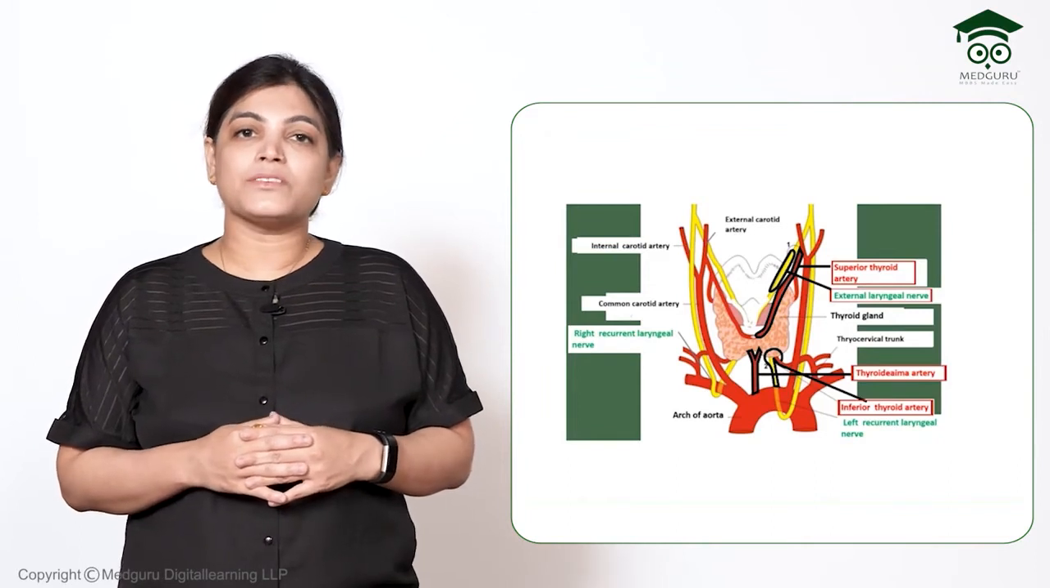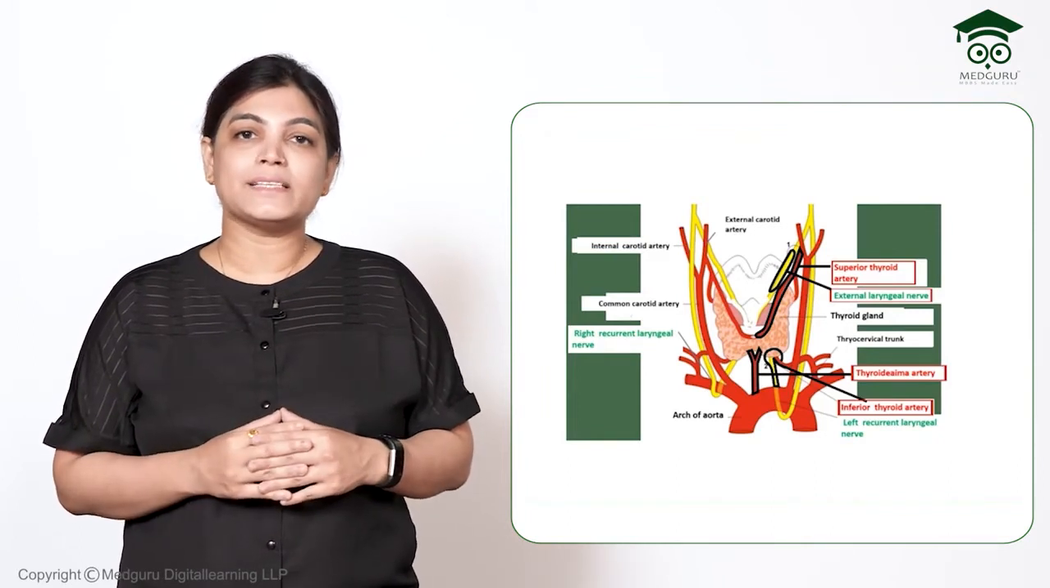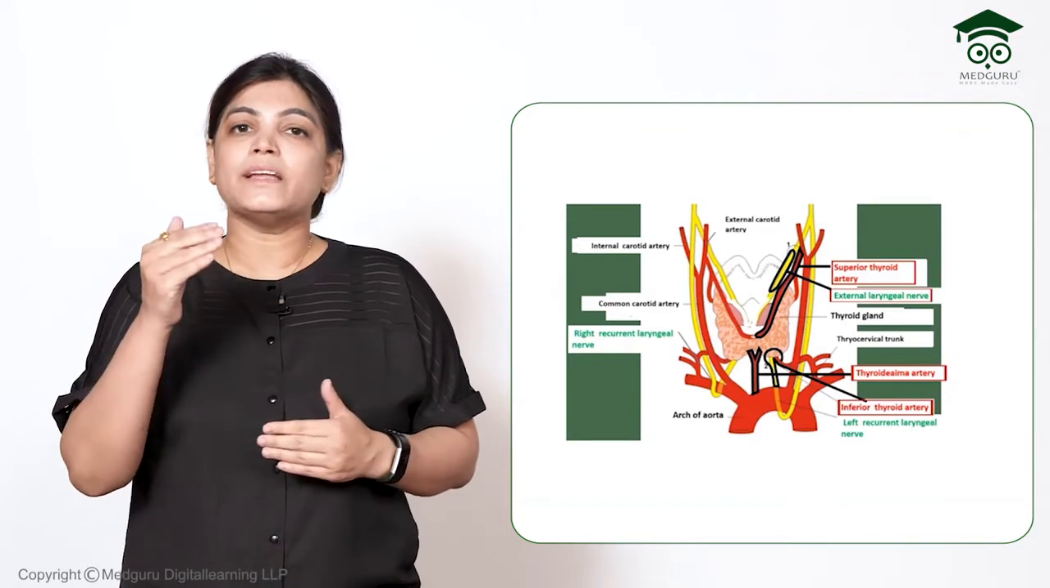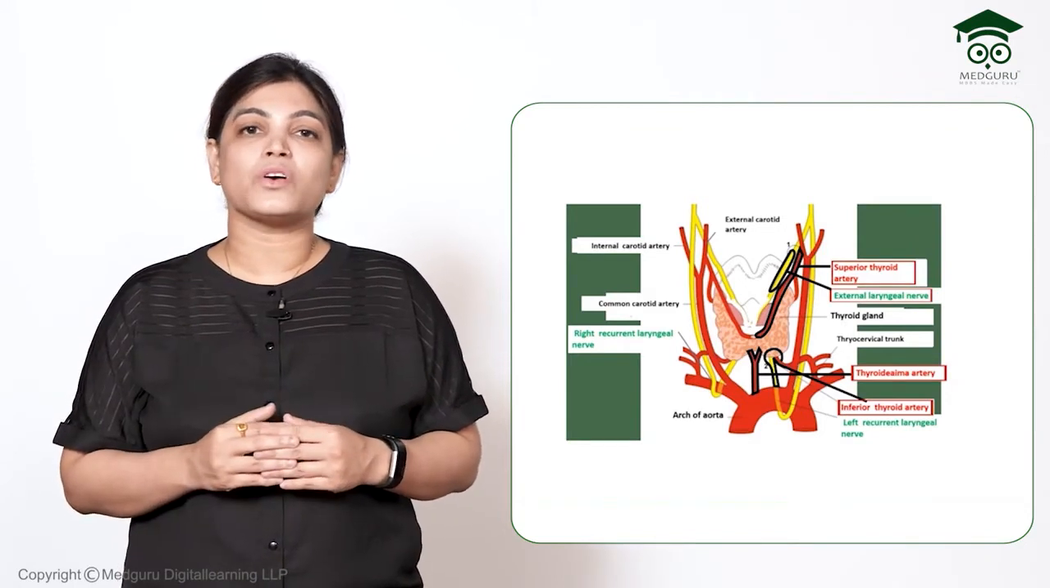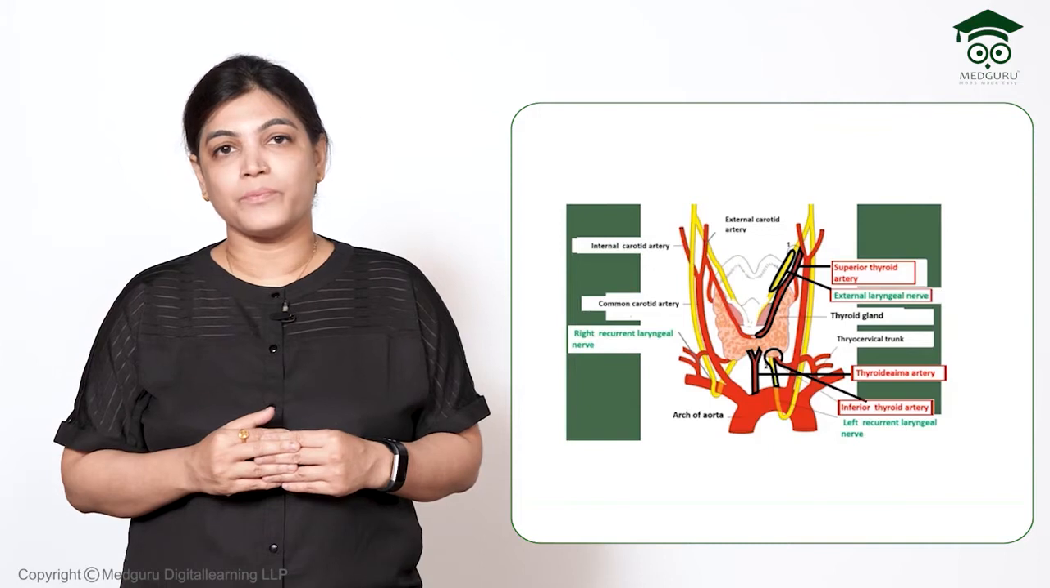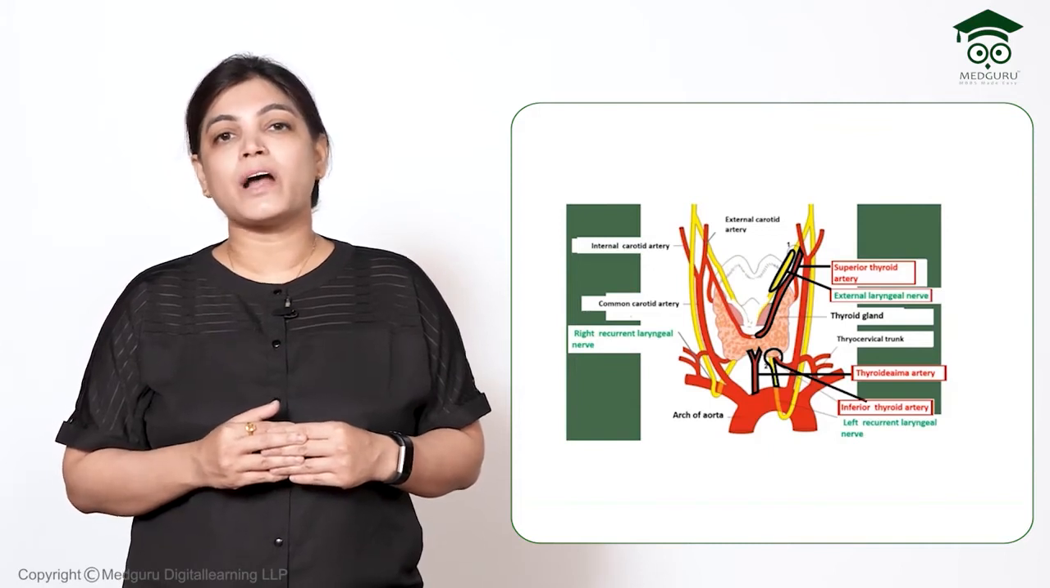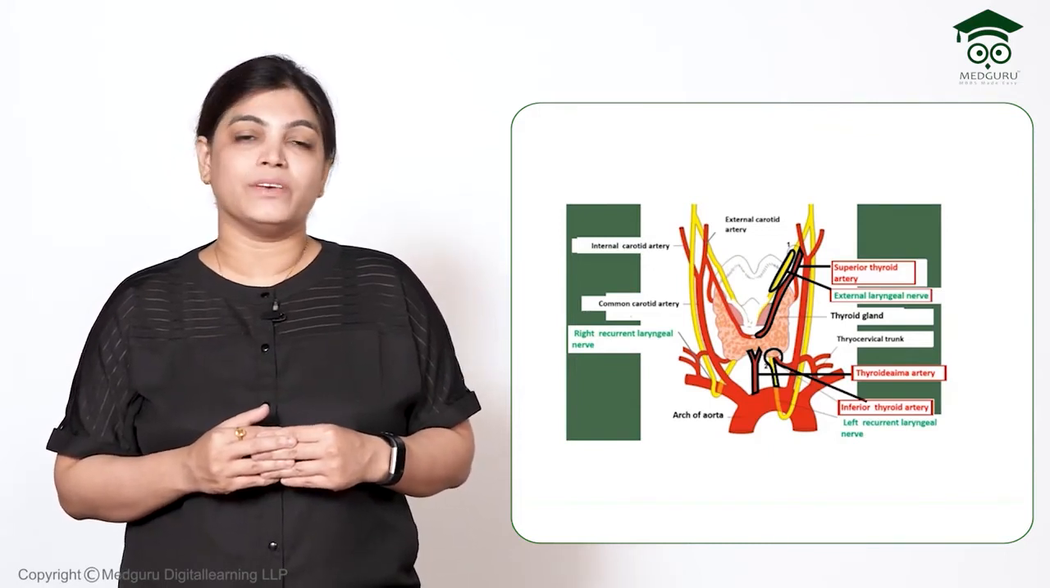The second important artery giving blood supply to thyroid gland is inferior thyroid artery. This inferior thyroid artery is a branch of thyrocervical trunk. Thyrocervical trunk is a branch of first part of subclavian artery.